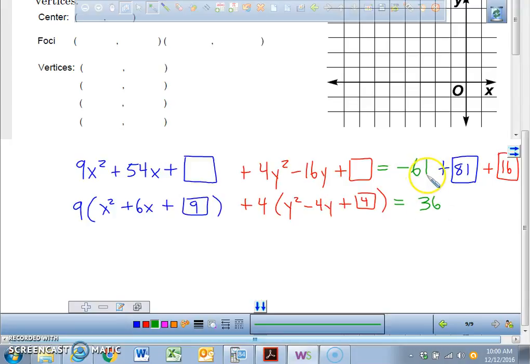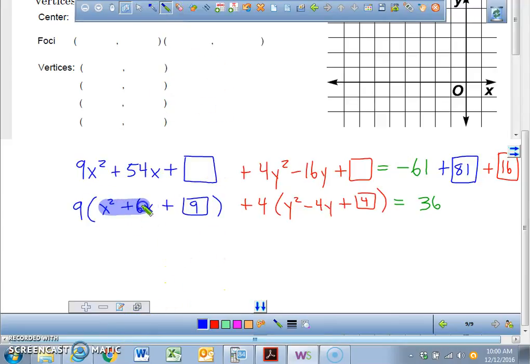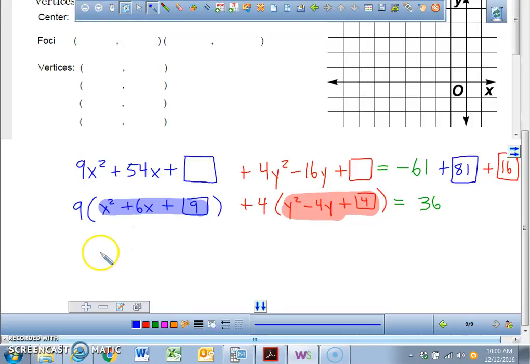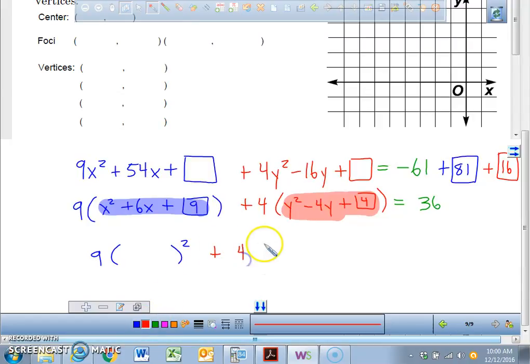You add negative 61, 81, and 16, you get a 36. We need to factor this, and we need to factor this right here. So right now, I have 9 parentheses squared plus 4 parentheses squared equals a 36. So Ryan, why don't you factor this for me?